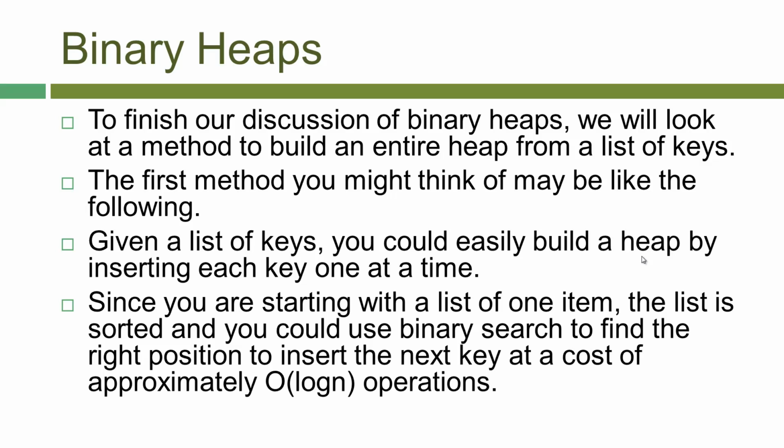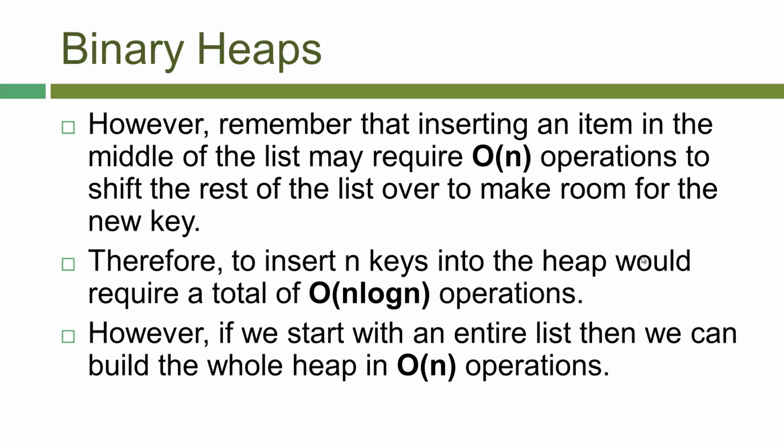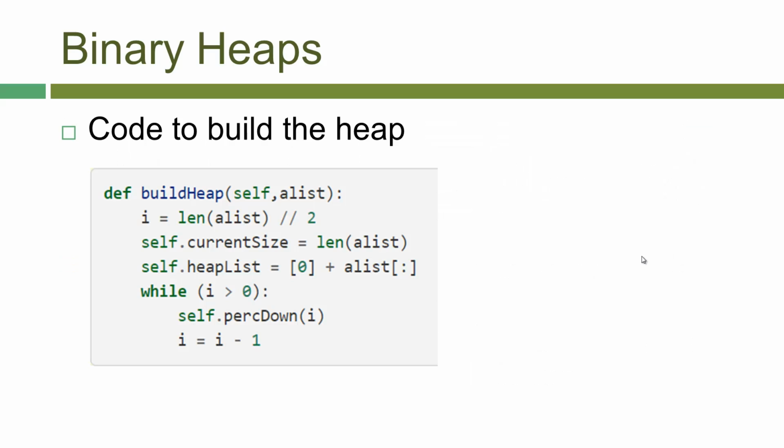Since you are starting with a list of one item, the list is sorted, and you could use binary search to find the right position to insert the next key at a cost of approximately order log n operations. However, remember that inserting an item in the middle of the list may require order n, or linear, operations to shift the rest of the list over to make room for the new key. Therefore, to insert n keys into the heap would require a total of n times log n big O operations. However, if we start with an entire list, then we can build a whole heap in just order n operations.